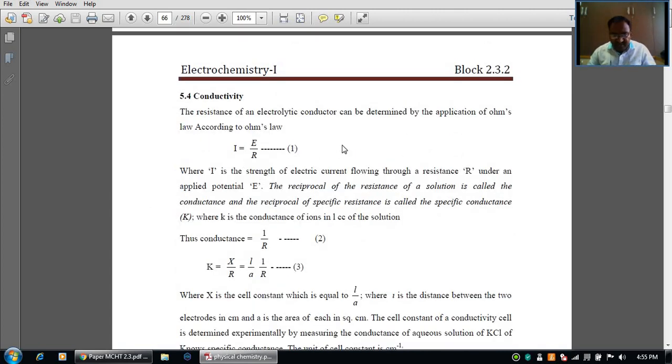Next, conductivity. Based on Ohm's law, V is equal to IR. V means potential difference. The resistance of an electric conductor can be determined by Ohm's law. According to Ohm's law, E means applied potential or potential difference, and I is equal to E by R. Conductance means 1 by R.